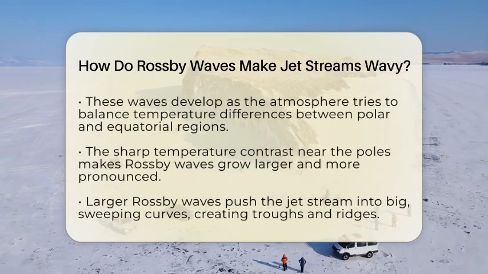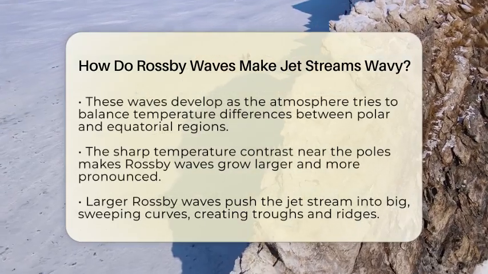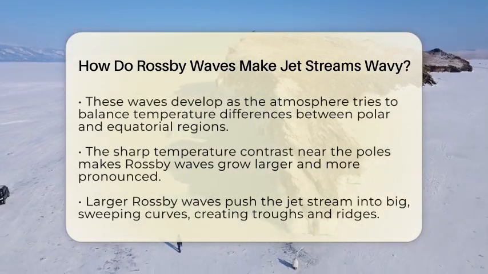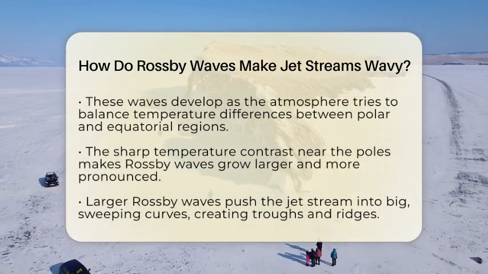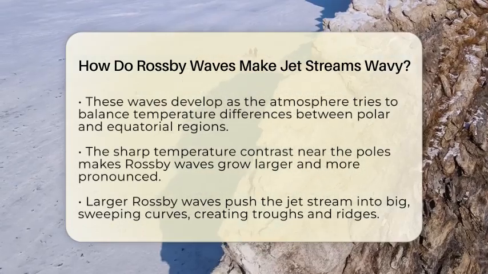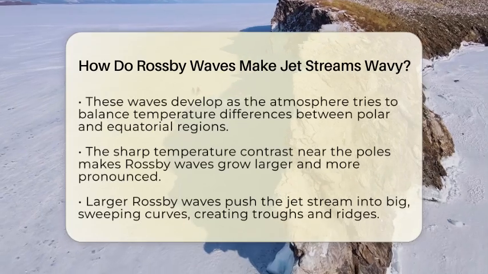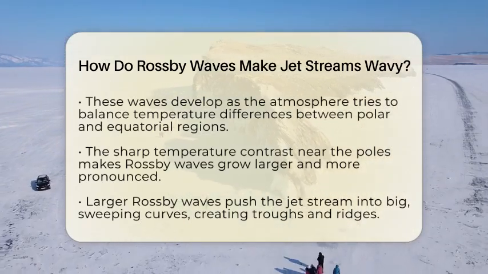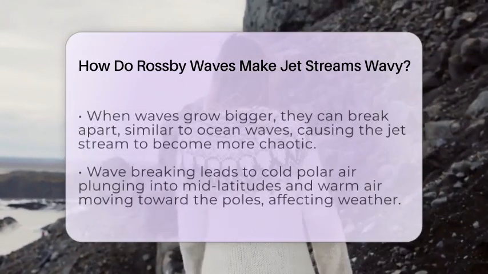In the polar regions, this temperature gap is especially sharp, and that causes the Rossby waves to grow larger. As they grow, they push the jet stream into big, sweeping curves. Think of it like a river that suddenly hits a big rock and starts to bend and swirl. The size and shape of these Rossby waves determine how wavy the jet stream becomes.